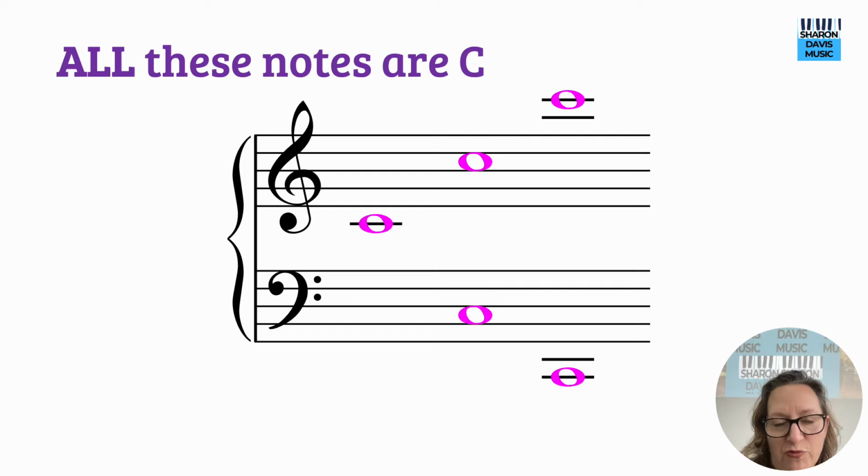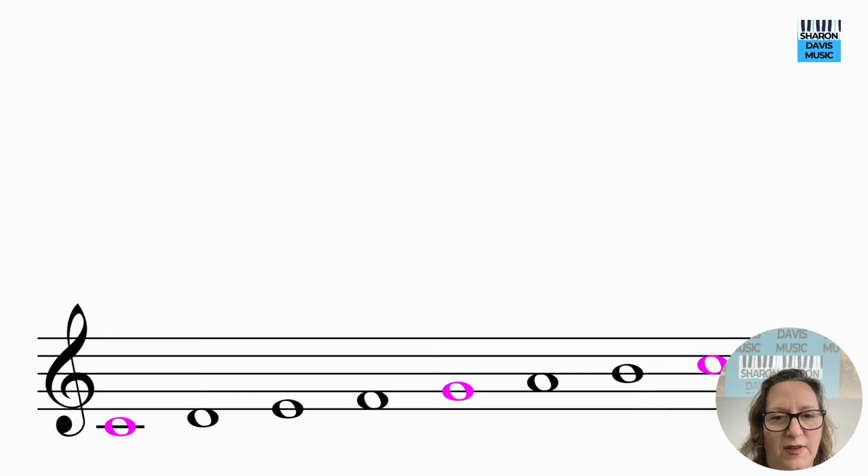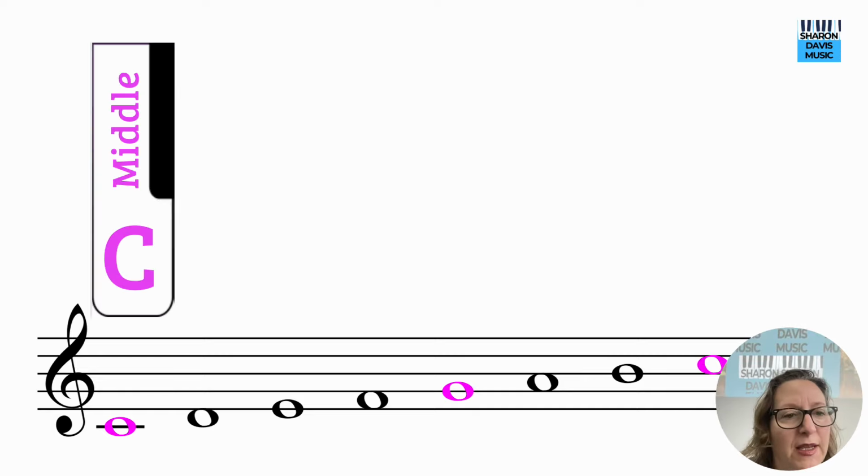But in order for us to read music, we really want to be able to connect what they look like on the page to where to find them on the piano. So we already know that this first note on the left there is middle C.